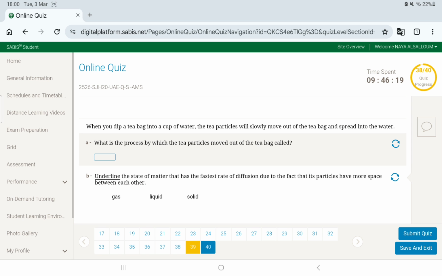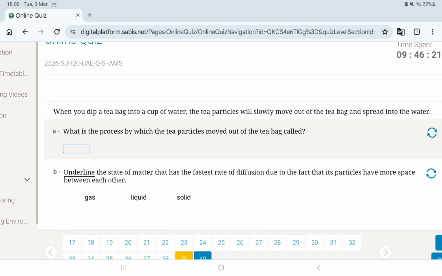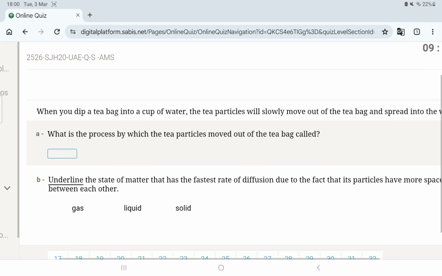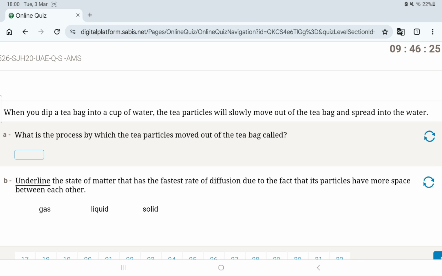Okay. When you dip a tea bag into a cup of water, the tea particles will slowly move out of the tea bag and spread into the water. What is the process by which the tea particles moved out of the tea bag? Here, first let's analyze the question. We have the word spread. Spread means diffusion.